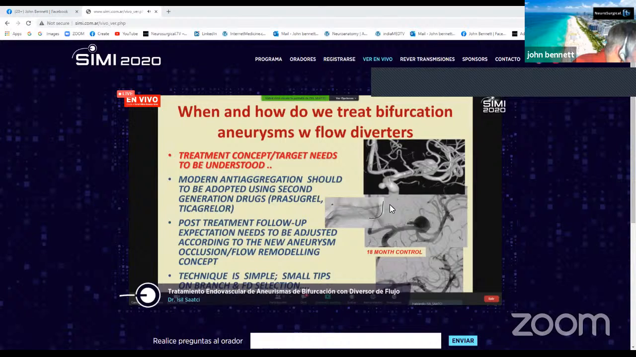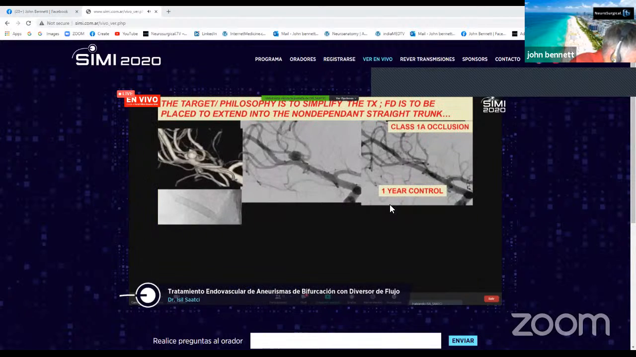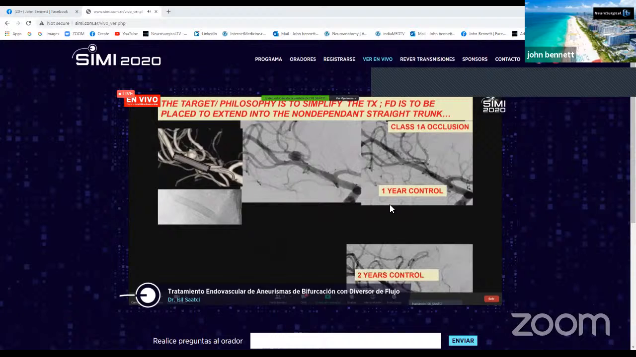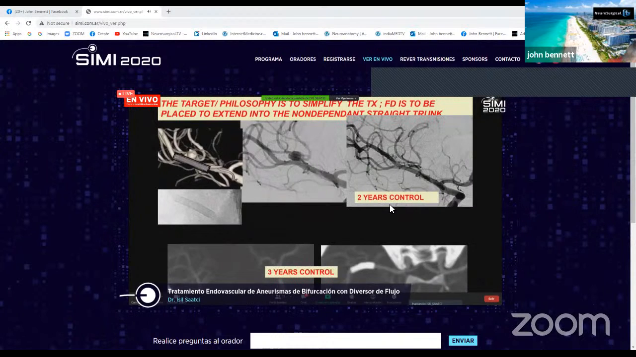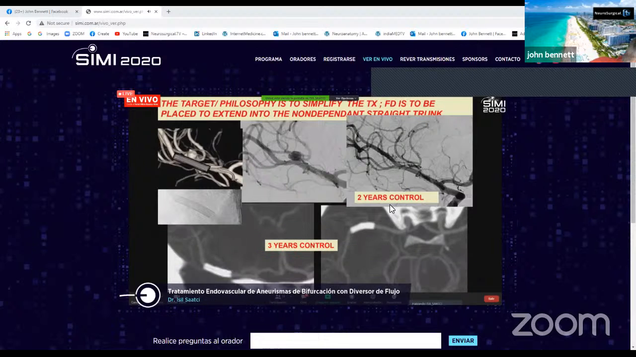So first of all, the treatment concept and target need to be understood. The philosophy is to simplify the treatment. The flow diverter is to be placed to extend into the non-dependent straight trunk. It's a very easy, straightforward treatment, and you see in the 1-year control, the integrated branch is fully patent, the aneurysm is gone, and 2 years stable and 3 years very stable result.